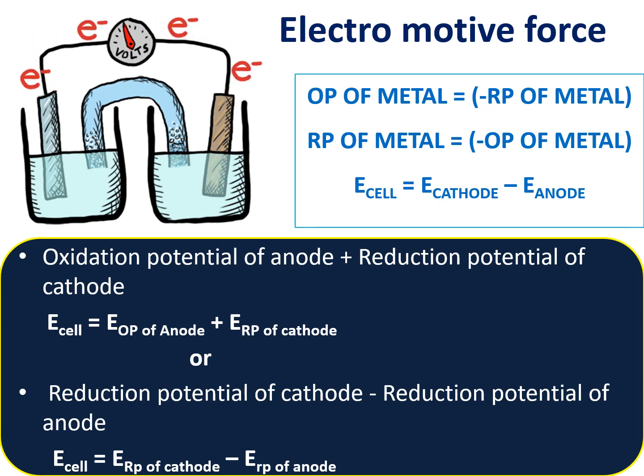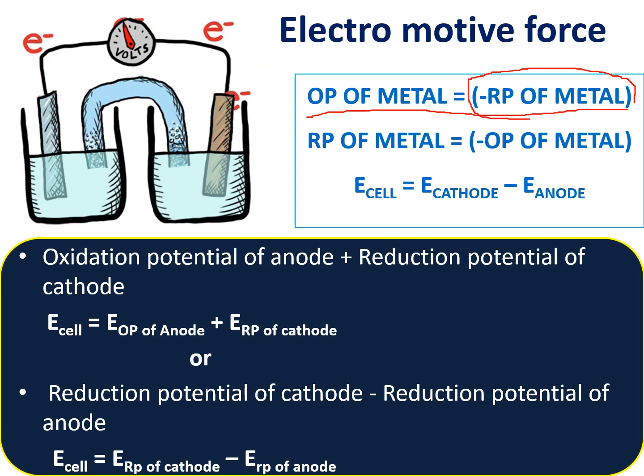In the formula here, we want to keep the reduction potential of the anode instead of the oxidation potential of the anode. Oxidation potential of metal is equal to minus reduction potential of metal. So I am replacing oxidation potential with minus reduction potential of the metal. So the oxidation potential of the anode becomes the reduction potential of the anode with a negative sign. That's why the definition converts to E reduction potential of cathode minus E reduction potential of anode.